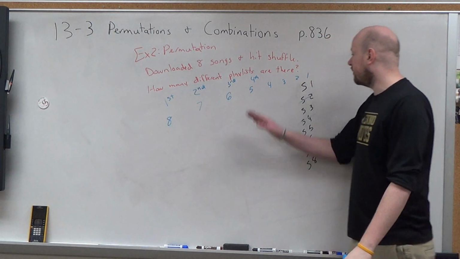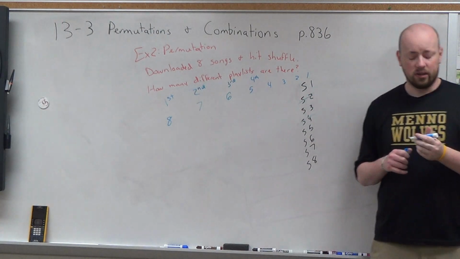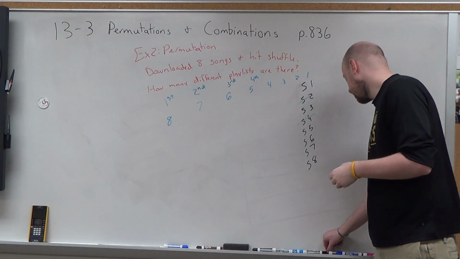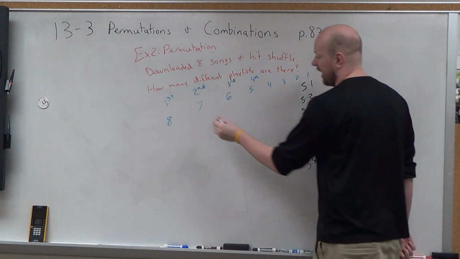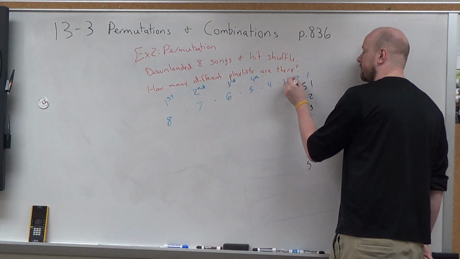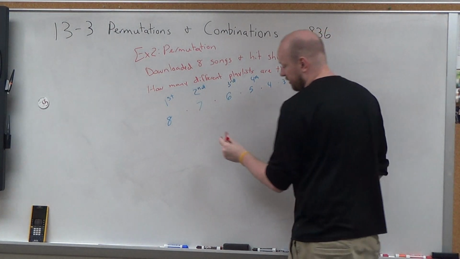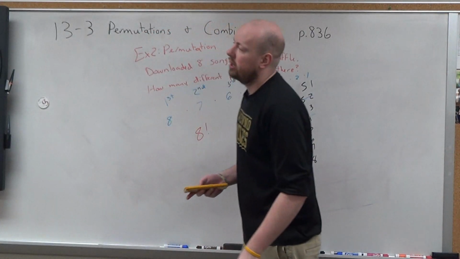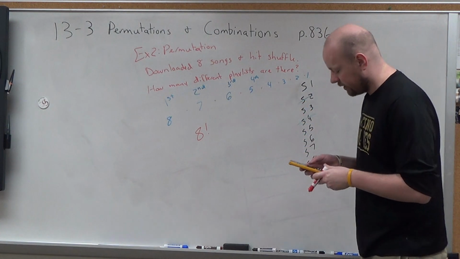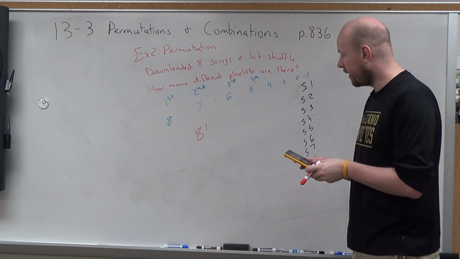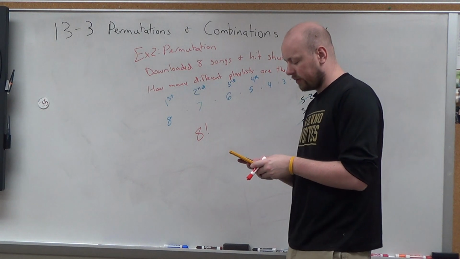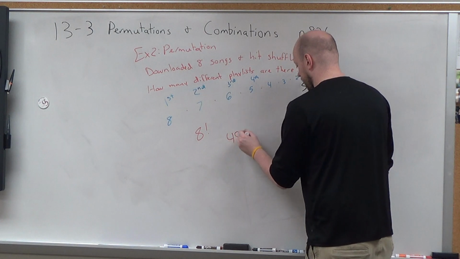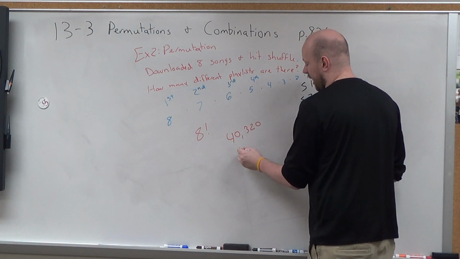Each of these individual song selections would be a separate event. So the fundamental counting principle says I would have to actually multiply all of them. So I would get 8 times 7 times 6 times 5 times 4 times 3 times 2 times 1, or I would also get 8 factorial. Now I don't know if your calculators have a factorial button on there, but these do. So that's how it gets going, but you can always type out the long way: 8 times 7 times 6 times 5 times 4 times 3 times 2 times 1, which is 40,320 possible playlists.